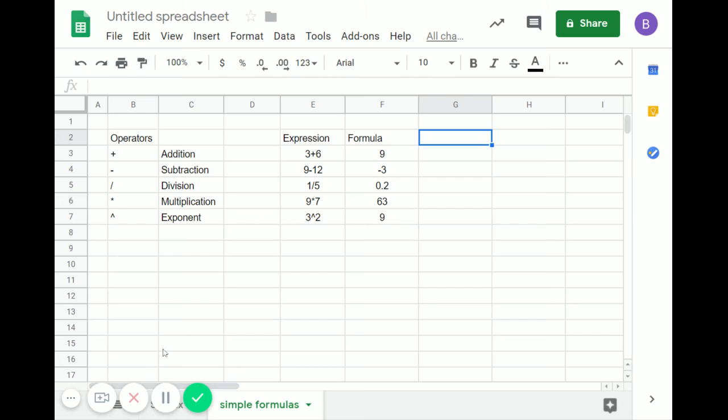Hey there, welcome back. In this clip, we're going to take a look at one more symbol that's used to structure formulas, and then we will talk about order of operation and explore a couple of fancier, more complex formulas. Okay, so here we go.